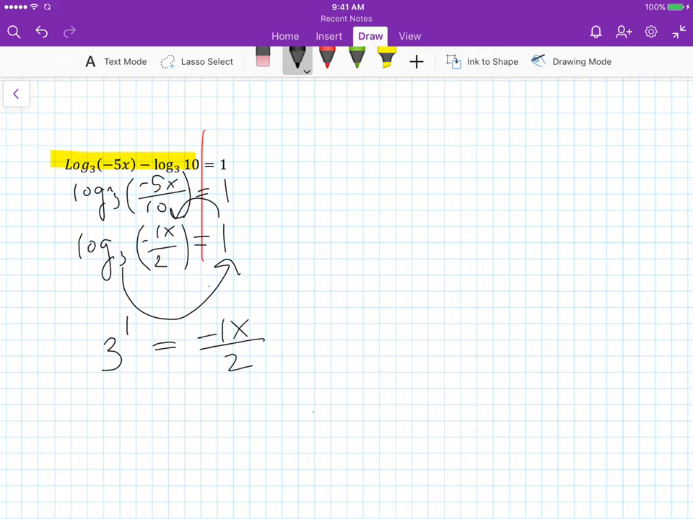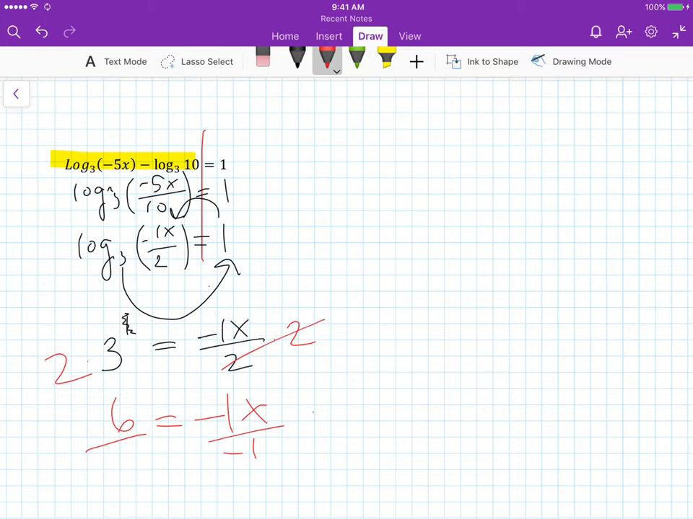Well, 3 to the first is just 3, so I can cancel that out. And then if I wanted to solve just like an equation again, I would just multiply by 2 on both sides. That's 6. Divide by negative 1. And I get x equals negative 6.